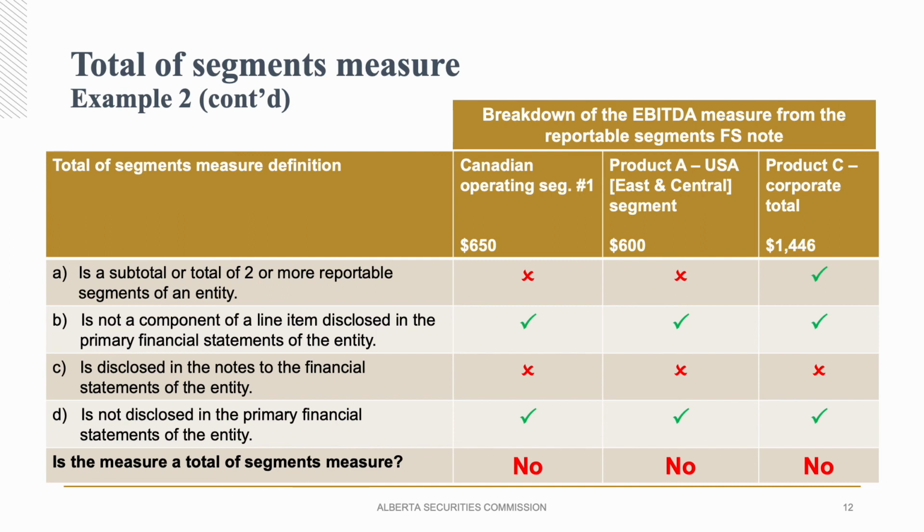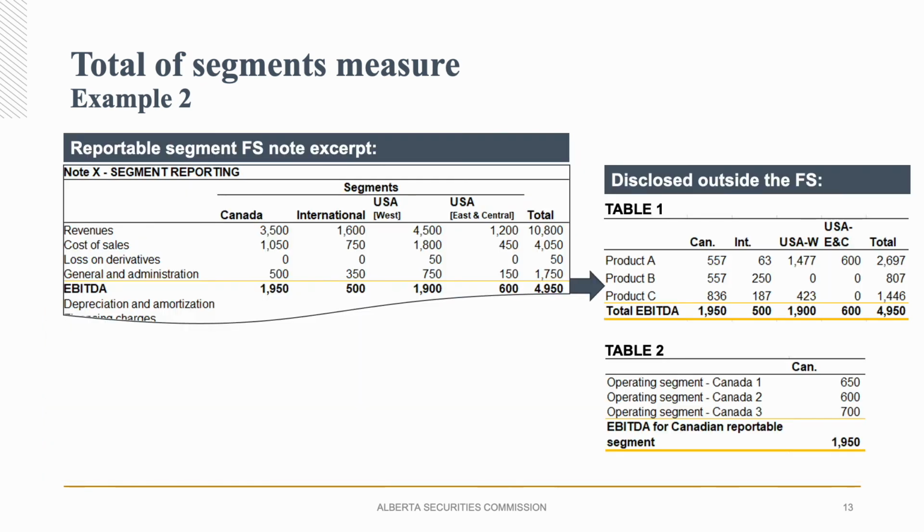For the last measure, EBITDA for product C for the total of all 4 reportable segments. Although this is a total of 2 or more reportable segments, the total EBITDA for product C has not been specifically disclosed in the financial statement notes. As such, it does not meet paragraph C of the total of segments measure definition. As you can see on this slide, each of these measures are not total of segments. But we need to look at the non-GAAP financial measure definition to see if any of these measures fall under that category. But first, let's revisit the measures as a refresher.